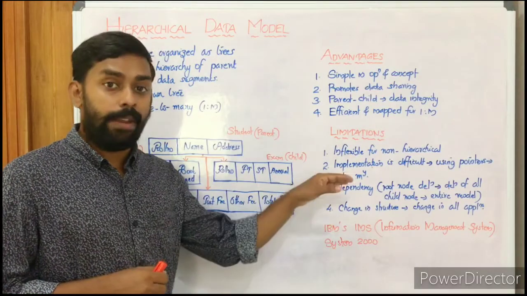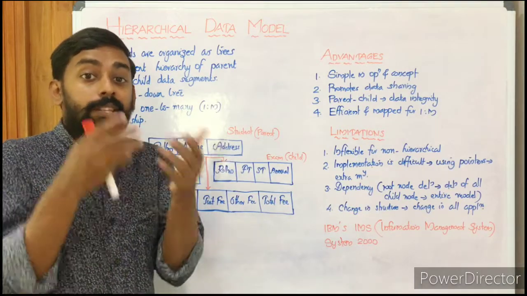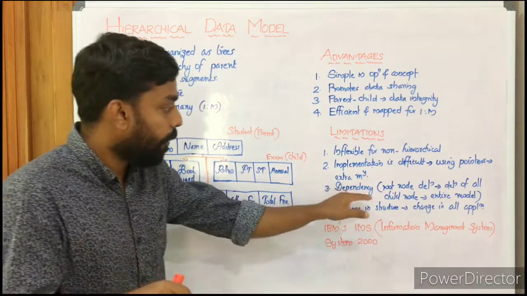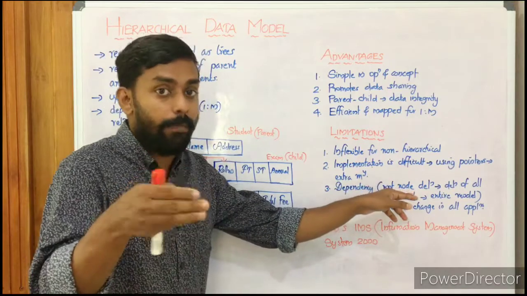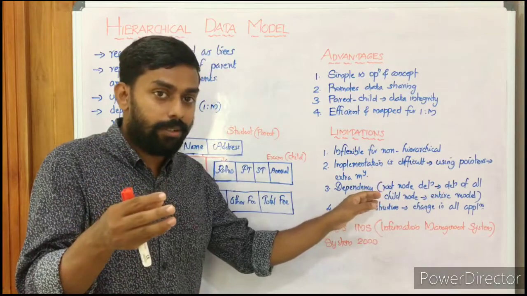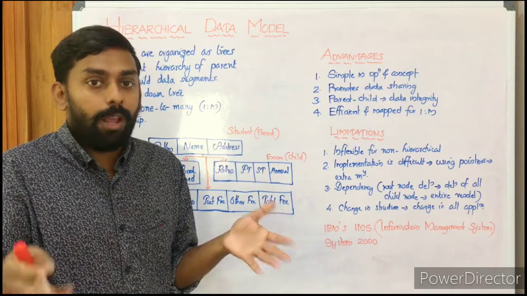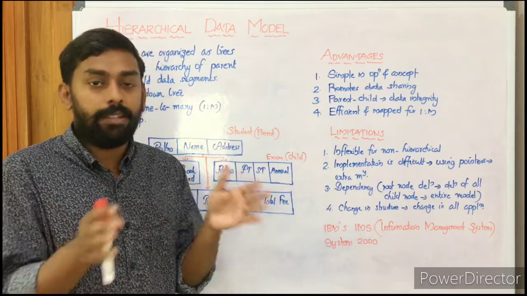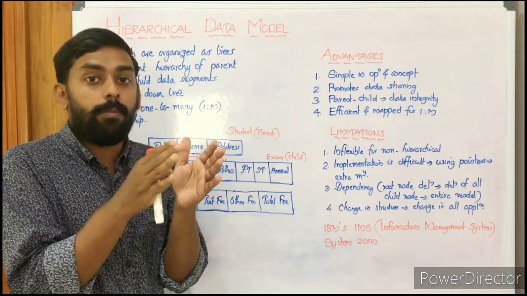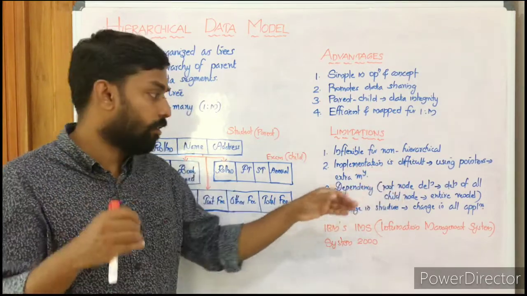And the third limitation is dependency. Dependency means parent and child are connected. Child or children depend on the parent, or derive from the parent. So dependency in the sense that when the root node is deleted, the entire child node will also be deleted. We will have to delete the entire child node. The entire structure will be deleted. That means children depend on the parent. So when we delete the parent, automatically children have to be deleted. So it deletes the entire structure, the entire model.